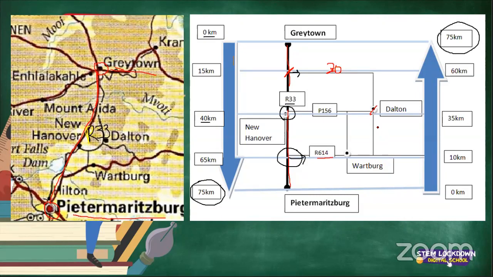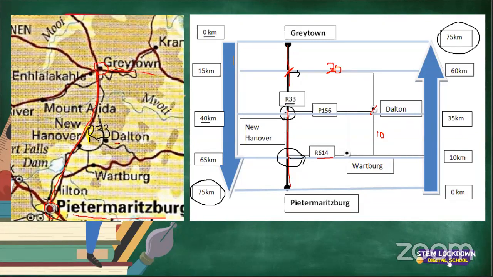Okay, if there's 10 written between Dalton and this T-junction here, this will mean it's actually 10 kilometers from Dalton to where this road meets R614. Okay, hopefully you guys understand, right? Hopefully you guys understand my map.